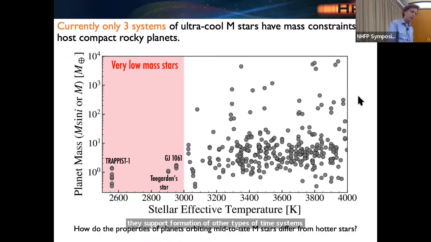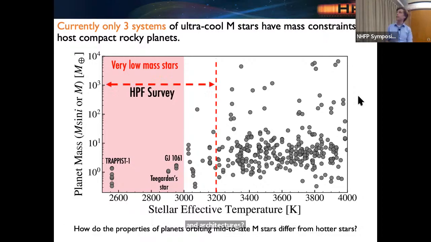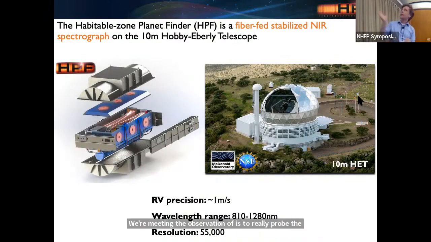And that's one of the main goals of the Habitable Zone Planet Finder survey, which I'm deeply embedded in, leading the observations of, which is to really probe the planet population around the very lowest mass stars. So what is HPF? HPF stands for the Habitable Zone Planet Finder, which is a near-infrared spectrograph on the 10-meter Hobby-Eberly Telescope in Texas.